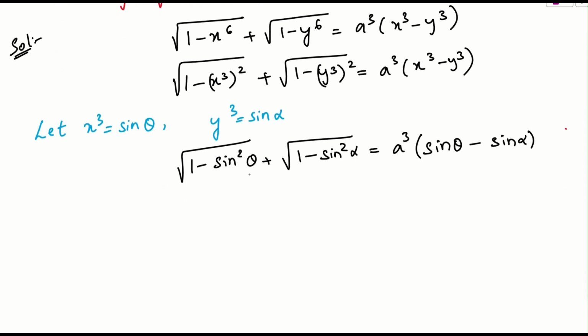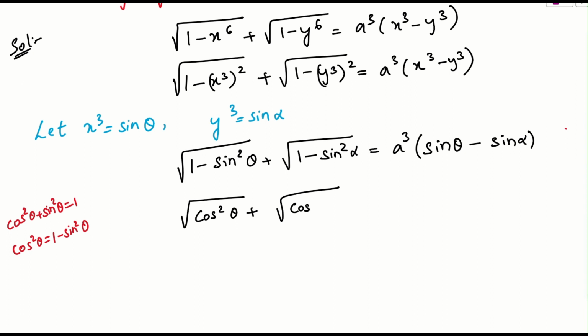Yeah. So what is 1 minus sine square? We already know the formula: cos square theta plus sine square theta is always 1. From this I can say that cos square theta is 1 minus sine square theta. So I will be applying the same formula in our case, which gives the square root of cos square theta plus root of 1 minus sine square, which is cos square alpha, must be equal to a cube into, keeping the right side as it is.